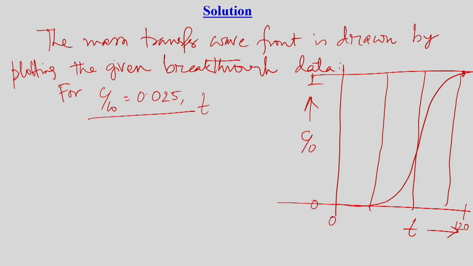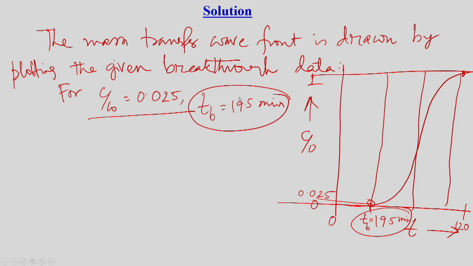Whenever it just starts entering the breakthrough curve, at that time, suppose this is 0.025. From this graph paper, the time I have got is 19.5 minutes. So this is t breakthrough. So t b will be equal to 19.5 minutes. We got this from the graph.